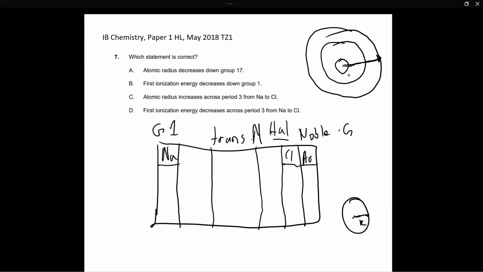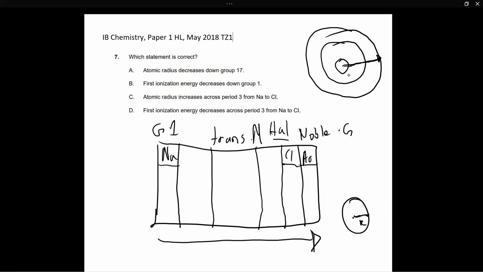Now the general trend for atomic radius as we move from the group 1 metals towards the noble gases and the halogens, the general trend is that atomic radius decreases as we move from left to right. Now, why does that happen? That happens because of two reasons. The first reason is that the atomic number increases. So if you check out your periodic table, the atomic number of chlorine is much higher than the atomic number of Na. That means that chlorine has more protons in its nucleus, right?